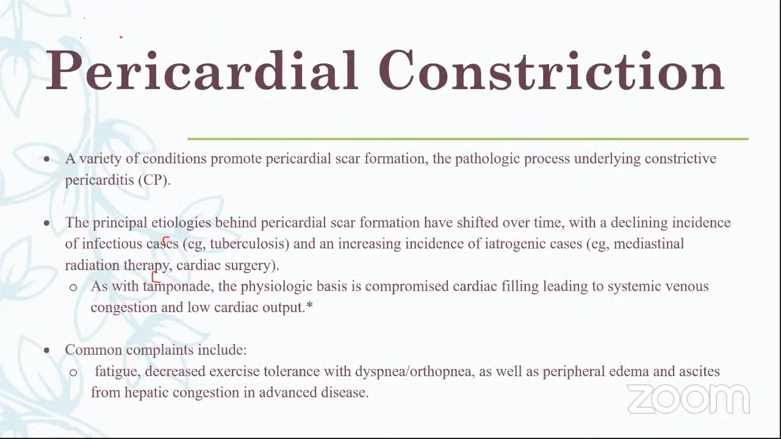We finished the tamponade. The second one is pericardial constriction. A variety of conditions can promote pericardial scar formation, which is the pathological process underlying constrictive pericarditis. The etiology of this process has shifted over time, with declining incidence of infectious cases like TB and increasing incidence of iatrogenic cases like mediastinal radiation therapy and post-cardiac surgery.